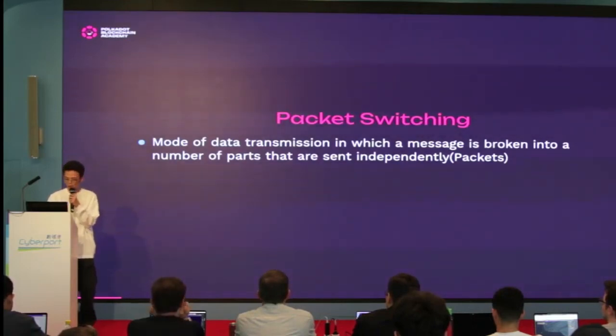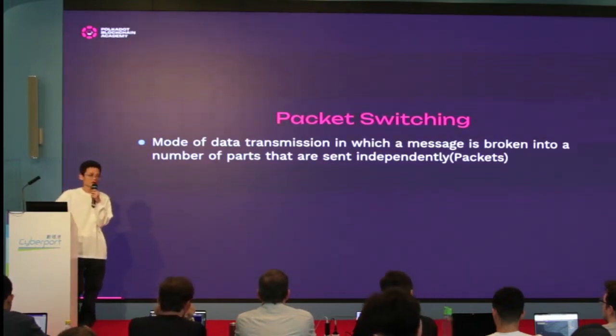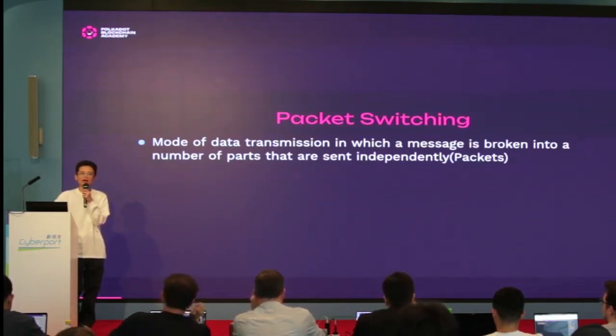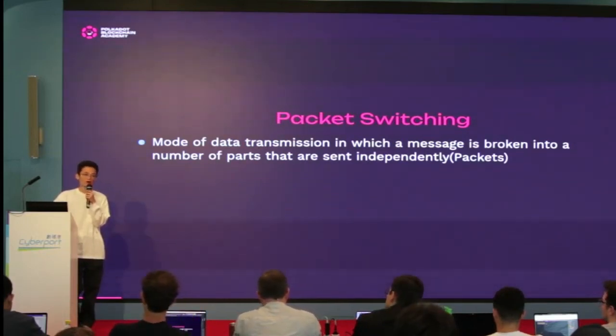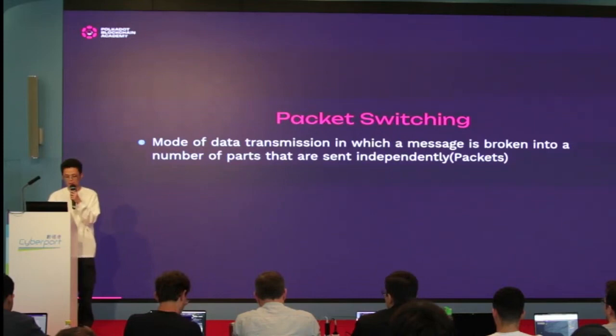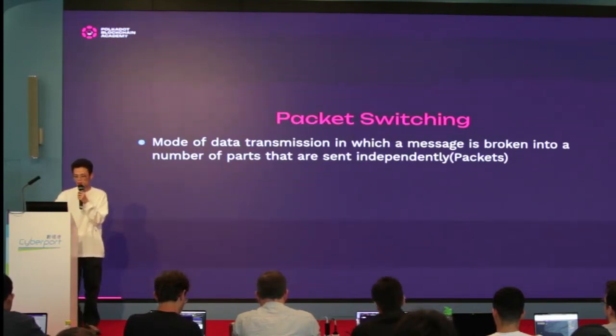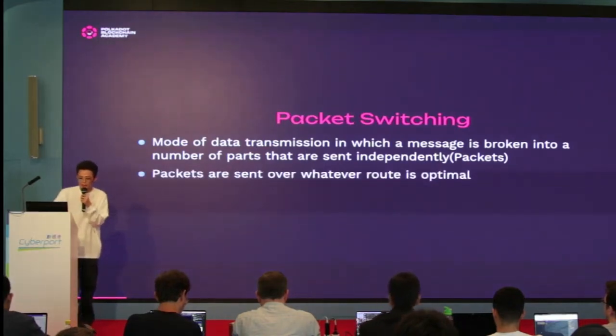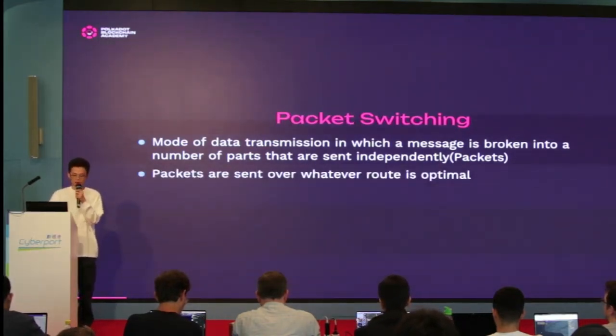Suppose you are an internet player and you have received a lot of packets from others. Of course, you need to identify whether each packet is from me or others, right? And of course, we have some mechanisms. For example, we include the destination address and the receiver in the packet so that the receiver can recognize the different packets from the same sender. And the packets are sent over whatever route is optimal. So it's like our modern internet.